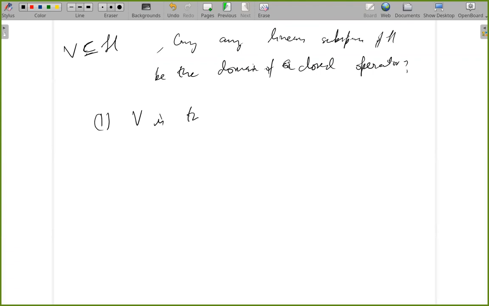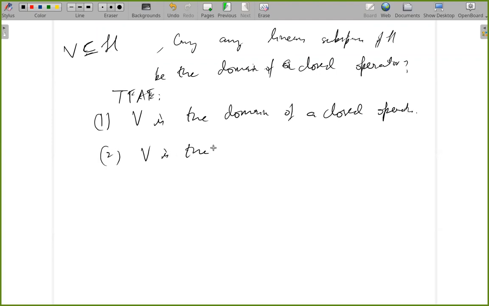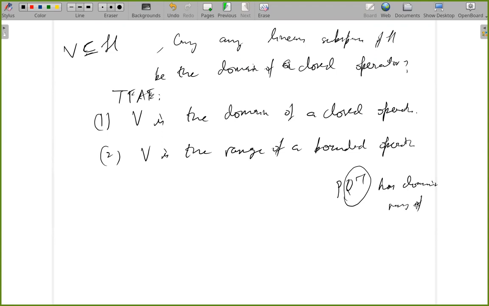The following are equivalent: V is the domain of a closed operator if and only if V is the range of a bounded operator. And in fact, for the expression that I wrote, P Q inverse, the domain is actually the range of Q. So this has domain range of Q, and then of course the range will lie somewhere, be some subset of H. So these two are in fact equivalent.